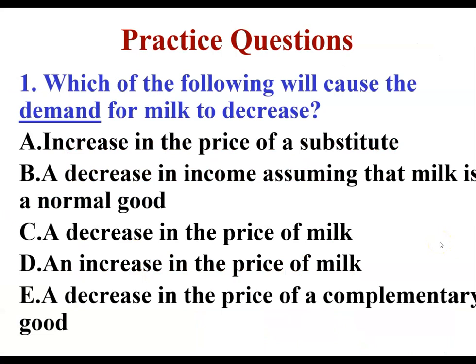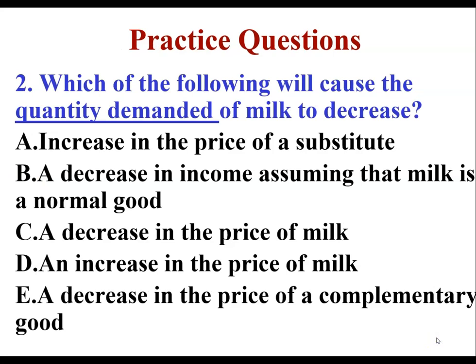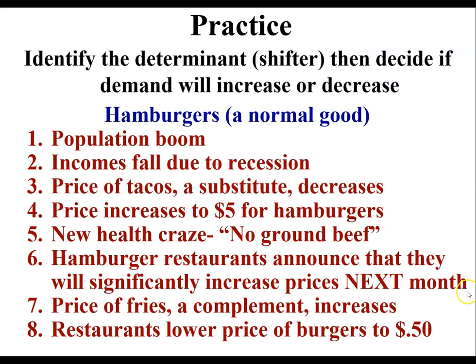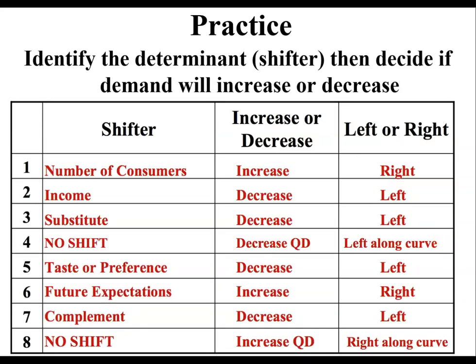Read this practice question and see if you can determine the answer. The answer would be B. Here's another practice question. And the answer would be D. Here's some more practice. You can pause the video, determine the shifter, and decide whether demand will increase or decrease. The good is hamburgers, a normal good. And here are the answers.